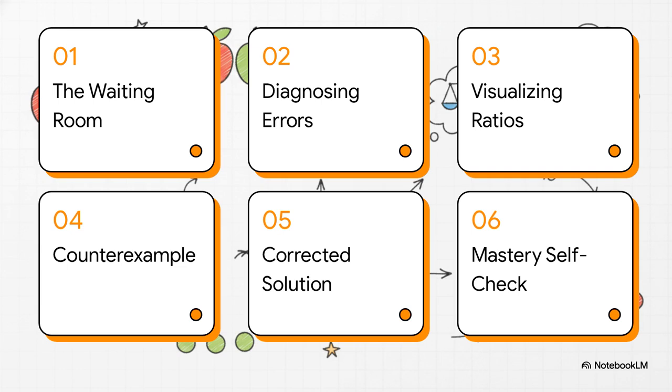Here's our agenda for today's clinic. First up, the waiting room, then diagnosing common errors. After that will be visualizing ratios, analyzing a worked counterexample, going over the corrected ratio solution, and wrapping it all up with a ratio mastery self-check.